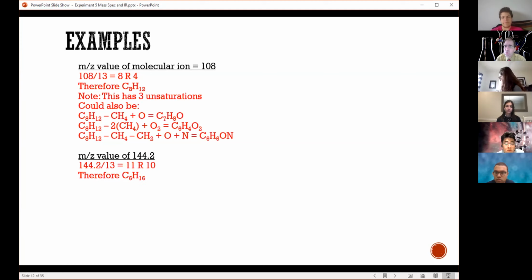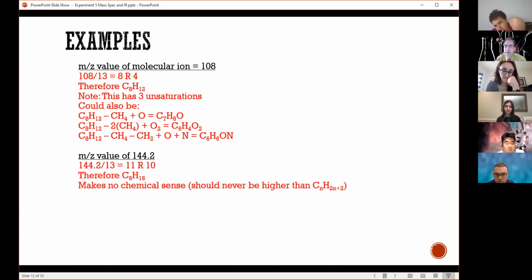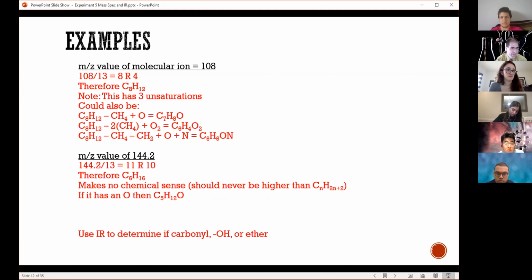So if we do the rule of 13, that gets us C6H16. And I challenge you to try to draw a molecule that has 6 carbons but 16 hydrogens. You can't do it. It doesn't make any chemical sense. You can never be higher than the 2n plus 2 rule, right? So something is a little funny in our math here. We have to think about that. And so we say, okay, that didn't quite make sense. Well, what if we just had an oxygen? What if we took out 1 of those carbons and 4 of those hydrogens and put in an oxygen? Well, then we get C5H12O. And that is a molecule that makes sense.